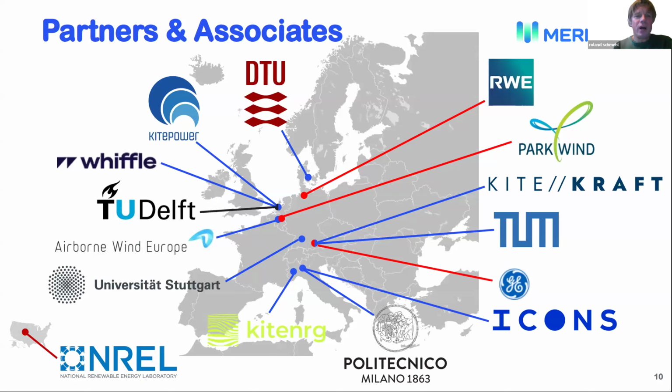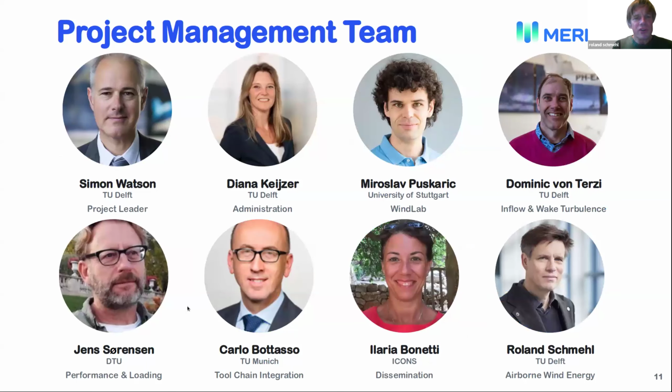Just mentioning the partner network here. So you see academic partners, TU Delft, DTU, TUM, University of Stuttgart, and we have Politecnico also, and then we have 3 kite companies, Kite Power, Kitecraft, and Kite Energy, and also Airborne Wind Europe and icons for communication, GE and NREL as associated partners. And this is our project management team with the different work package leaders. And I think here I can stop.